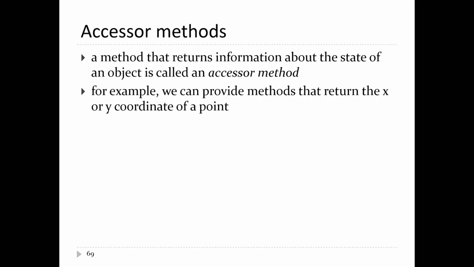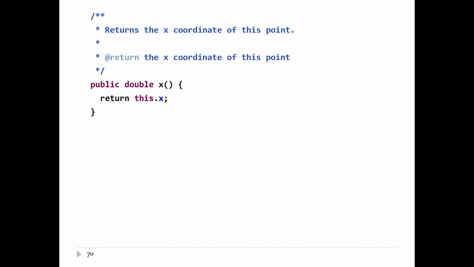Accessor methods are methods that return information about an object. They don't change the state. So for example, if I have a point, the user might want to know what is the x and y coordinate of that point. So I can provide an accessor method that returns the x coordinate. I can provide an accessor method that returns the y coordinate.